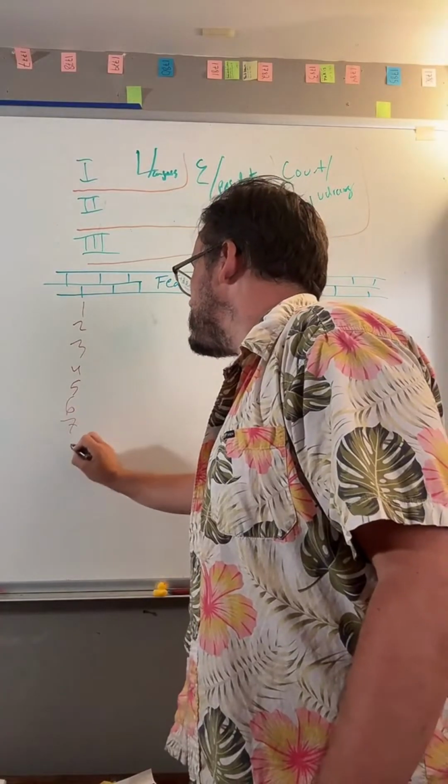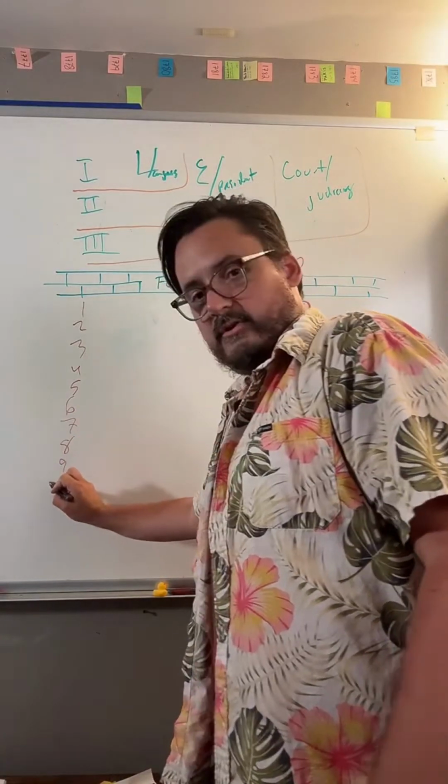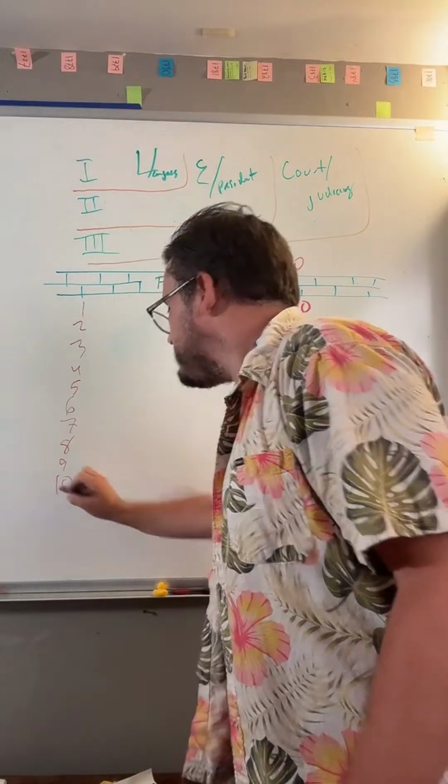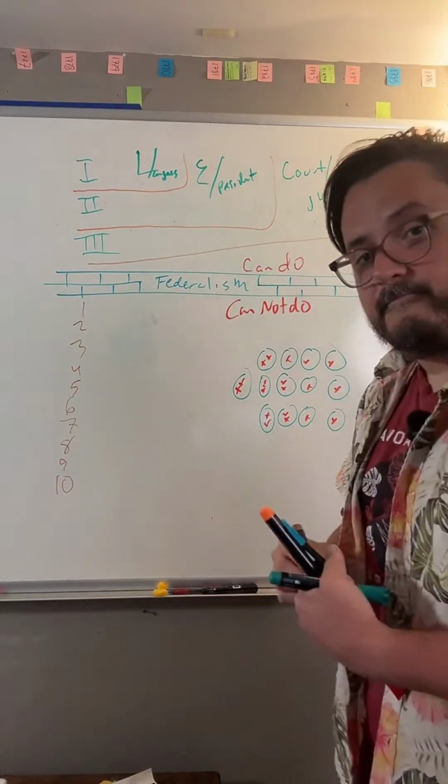6, 7, 8, 9, 10. Okay, so this is the Bill of Rights.